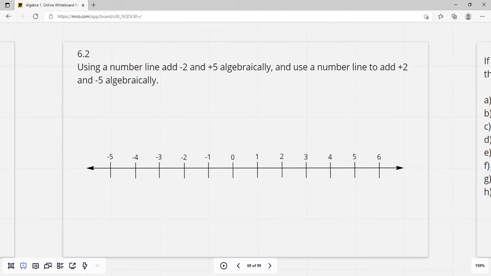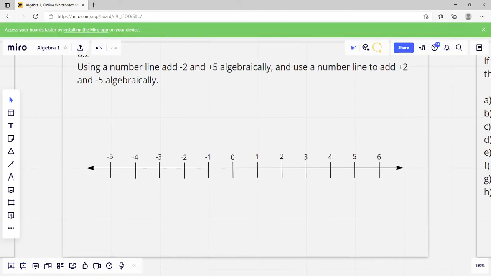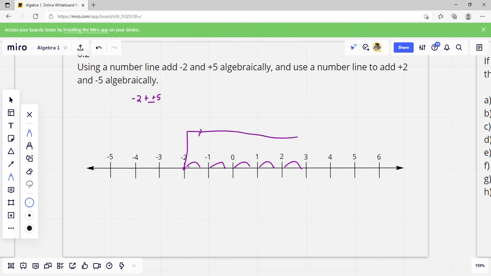Using a number line, add negative 2 and positive 5. All right, so if we've got negative 2 plus positive 5, these two pluses right here just mean plus. That means we're going to start at negative 2, and then positive 5 means we're going to move to the right. We're going to be going that way. We need to go 5. 1, 2, 3, 4, 5, and we're going to end up at positive 3. So that equals 3.